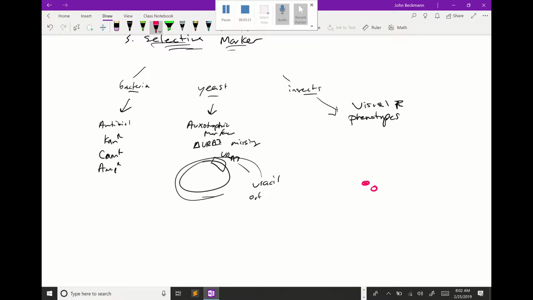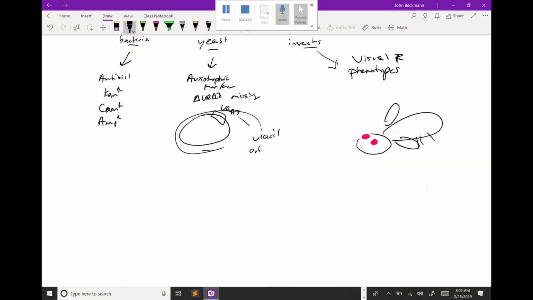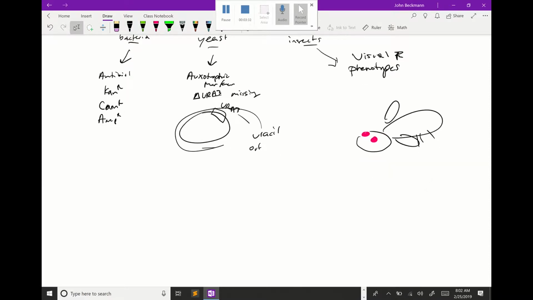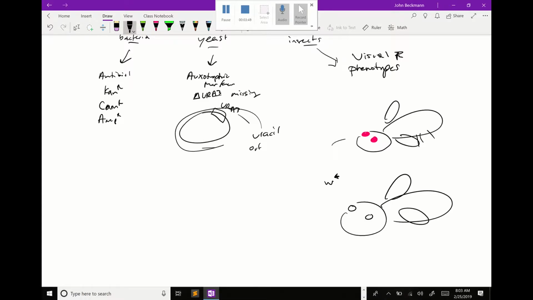One example of this, the most famous example, is in fruit flies. Actually, I should color these in. Wild type fruit flies have red eyes, okay? And kind of like yeast, the flies that we make transgenic flies from, we actually use mutant lines that are called w lines. They have white eyes. So they have a mutation in the gene that codes for whatever chemical it is that makes the eyes red. That's been mutated, and so they're now white.